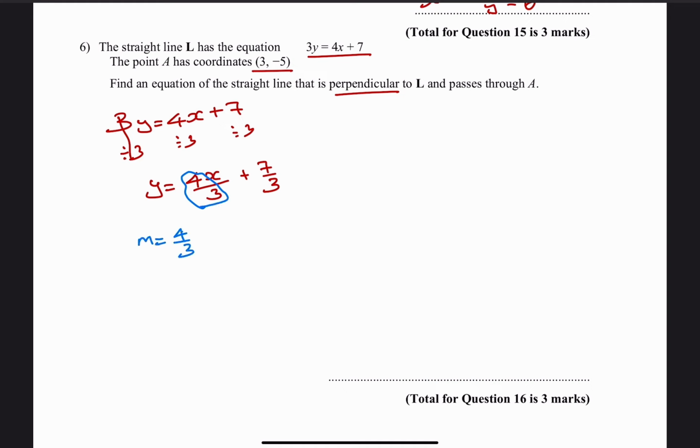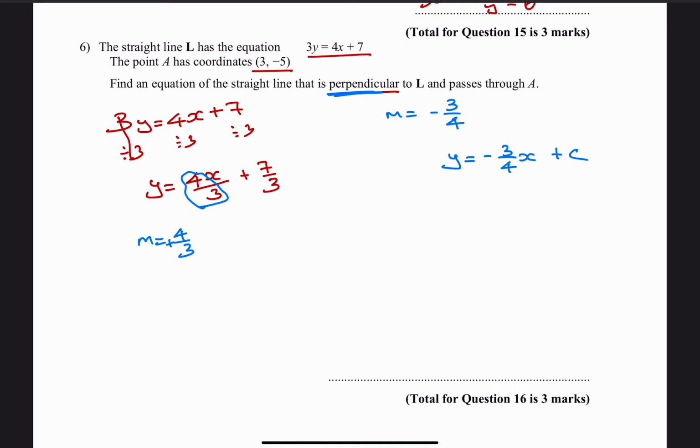Can I use 4 over 3? Yes, for a parallel line, not for a perpendicular line. So what is the actual gradient I want? Perpendicular line. The 4 over 3 swaps, so it will become 3 over 4. The 4 over 3 doesn't have any sign, so it's positive. So this must be negative. And then I write my equation y equals mx plus c. So remember, y equals minus 3 over 4x plus c.